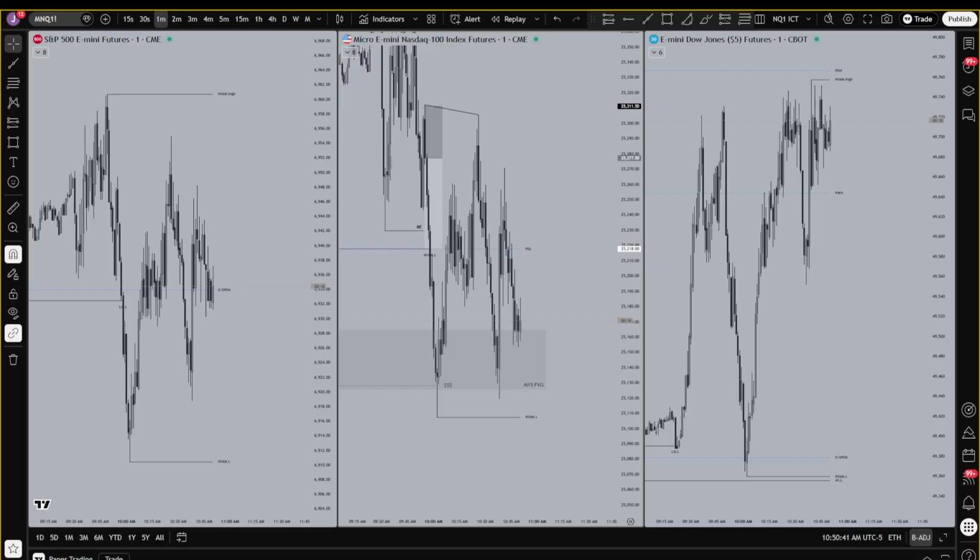Bro, I got bent over on that short. I caught a scout previously though. No, I took that trade too. Then I took options on the change of the state of delivery. 10:33 candle I enter, targeting previous month low and obviously the internal range low.